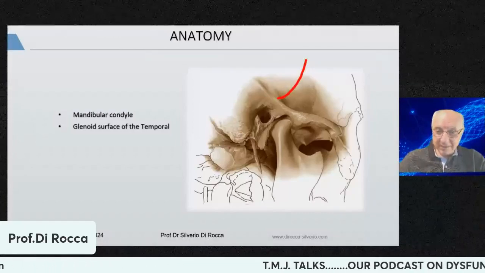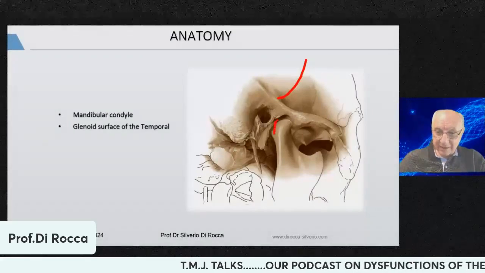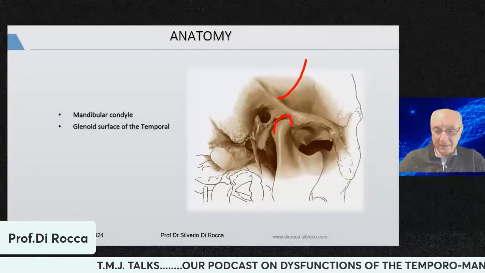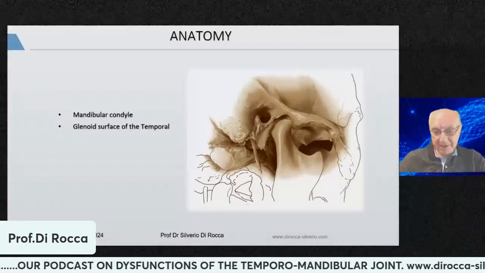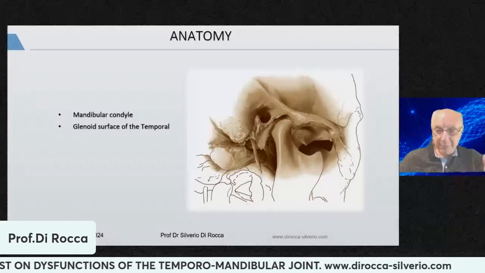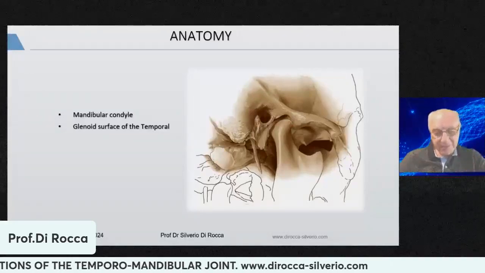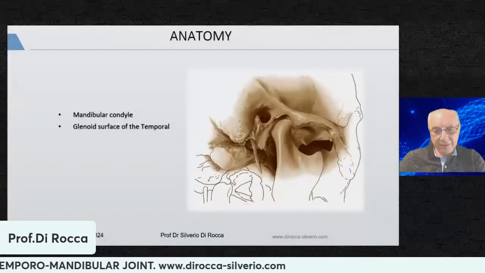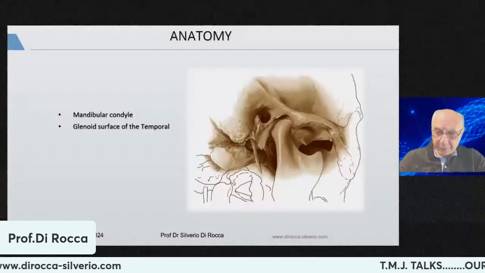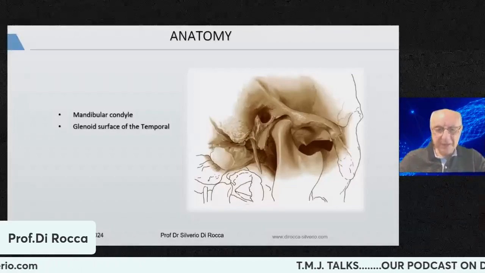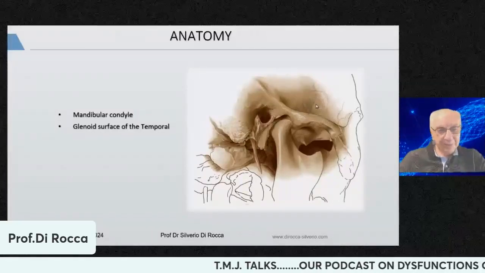And the condyle is in the lower jaw. That is why we say temporomandibular joint. That's a very important first topic to understand. That's the name, the temporomandibular joint. We go ahead with the presentation.